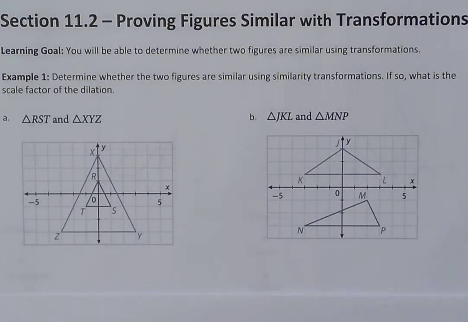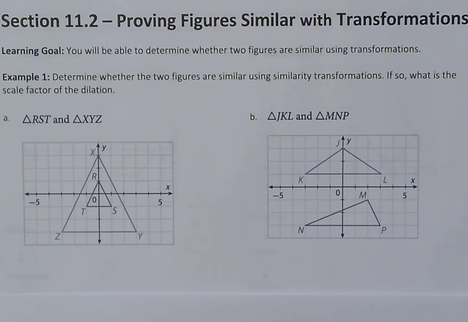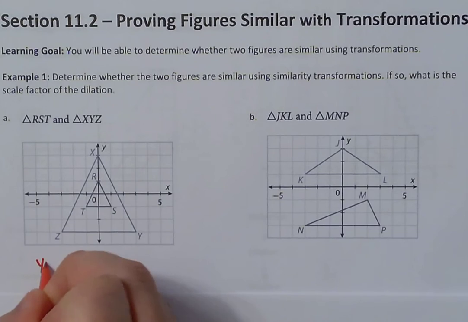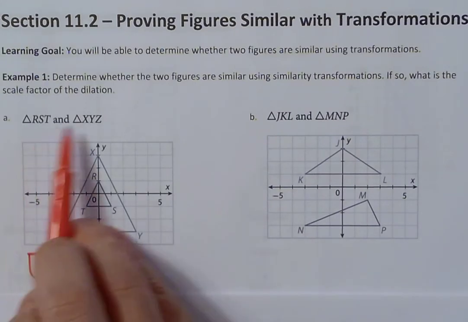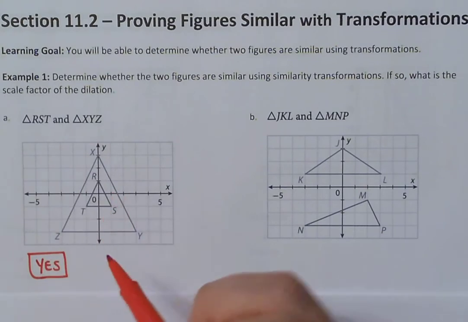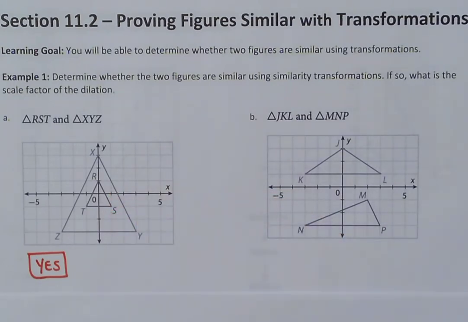If that is the case, then it's a yes, and then we can figure out that scale factor. So if we look at A, we have triangle RST and triangle XYZ. Do these two triangles appear to be similar? They do, so we're going to say yes. And for this one, it doesn't appear that we need to rotate it, reflect it, or translate it. All we need to do is dilate it. So we either need to make it bigger or smaller. We're going to consider RST as the original and XYZ as the prime, so the one that's been dilated. So if we're going from RST to XYZ, we have to make it bigger, so we have to increase this size. So that's going to be our dilation.